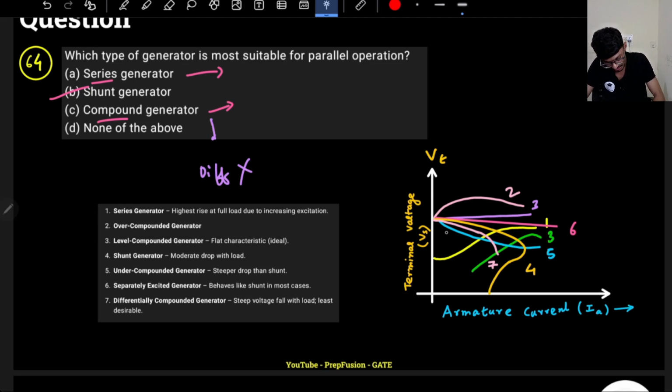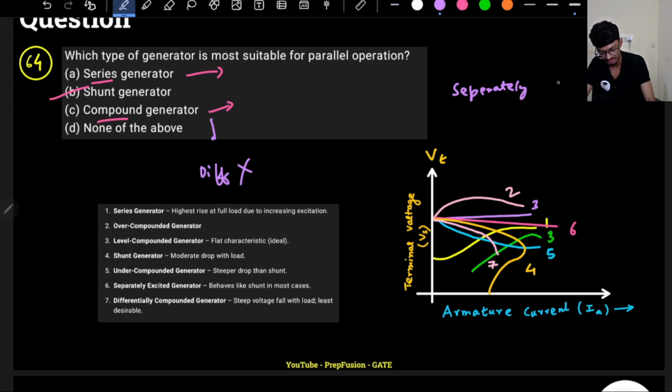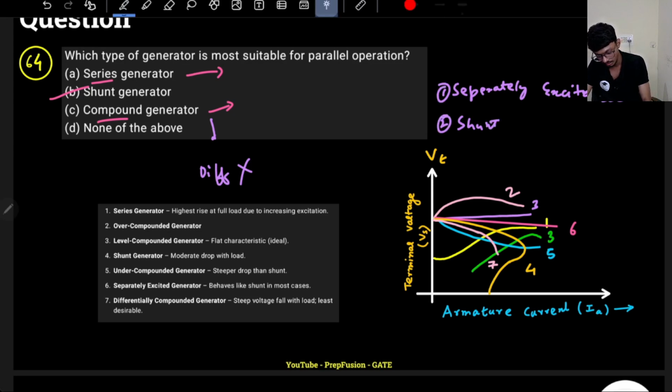So in case of shunt, separately excited is the best one, but they are not present in the options. Separately excited is best. After that, shunt. Because separately excited has very less voltage drop, it is almost constant with load variations, but shunt also has a very wide range, with lower voltage drop. And compound generators are actually suitable, but differential is not suitable, that's why I cannot include compound generator to be my answer. Shunt will be the answer out of the following options.